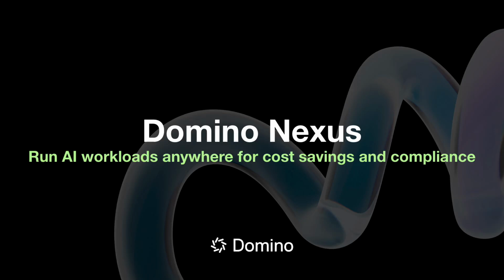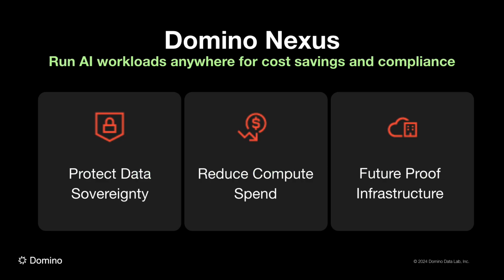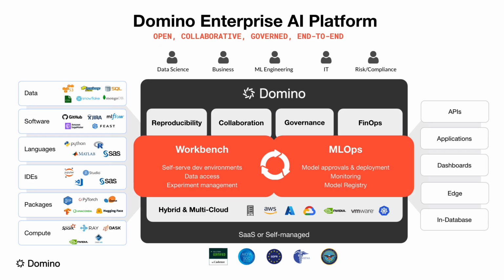Data science in a modern enterprise increasingly requires infrastructure spread across different clouds and on-premise clusters in order to comply with data sovereignty requirements, reduce cloud cost, and future-proof infrastructure. Domino is the leading enterprise MLOps platform built for teams to create, deploy, and monitor models at scale, while allowing data scientists the flexibility to use their preferred tools, languages, and data sources.